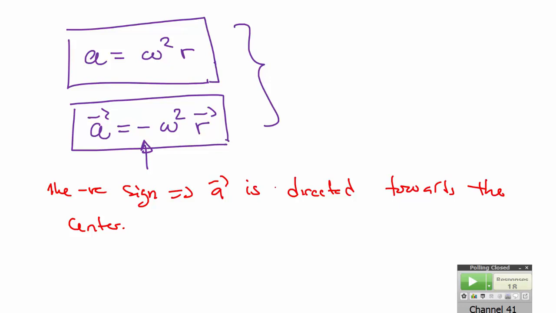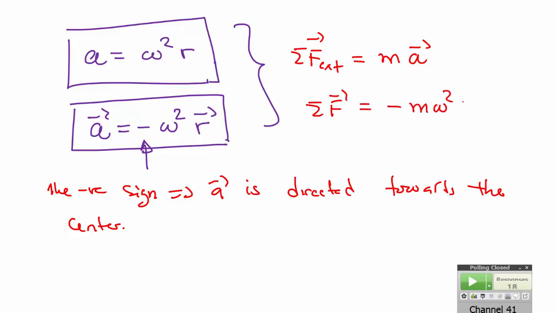What does this mean? Remember, from Newton's second law, the net external force acting on an object is given by mass times what? The acceleration. So this means that the net force acting on this object is given by negative m omega square r.